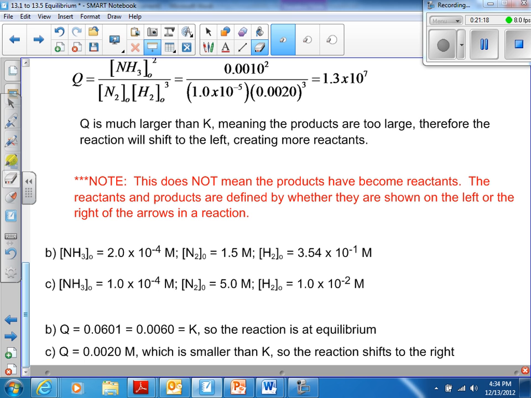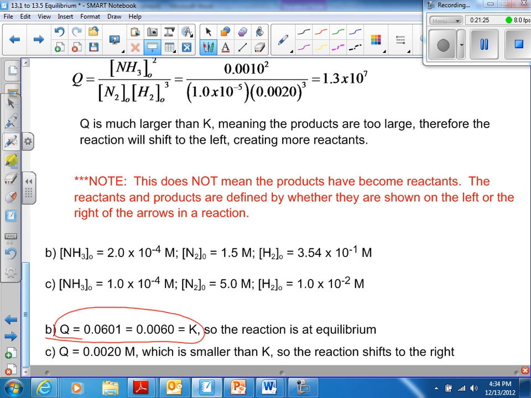Okay, there we go. Well, in B, that was one where Q and K are so close to 2 sig figs. They're exactly the same. They're already at equilibrium. The reaction's not shifting left or right. In C, Q is tiny. Why do I have a unit there? Ignore that unit. Sorry about that. I'll fix that in the handouts. Q is smaller than K because K was 0.0060. That was given to you in the problem. And Q is smaller than K, and the reaction shifts to the right.